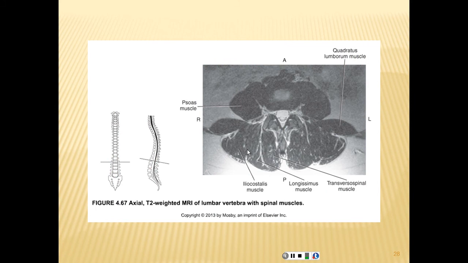T2 weighted MRI of lumbar vertebra with the spinal muscles. You can see the iliocostalis, the longissimus muscle, and the transversospinal muscle very clearly. So you have the iliocostalis muscle right there, and you have the bottom portion of the longissimus muscle right there, and then you have the transversospinal muscle. The quadratus lumborum muscle is there. Your psoas muscle is right there.